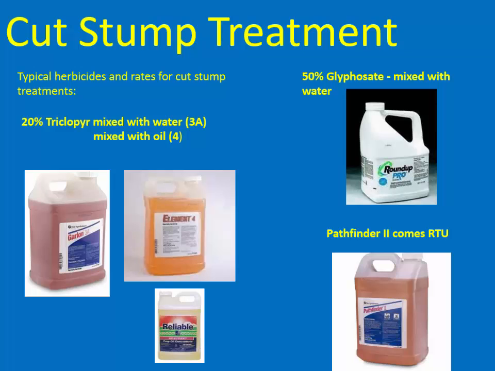Triclopyr is probably the most common, and you can use the 3s or the 4s to do this. Of course, you've got to mix 3A with water. You mix Element 4 or Tahoe 4B or Garlon 4 with oil, like crop oil here. There are many different options, and depending on where you buy your herbicide from, they'll have the crop oil. I get a lot online from forestry suppliers or BenMeadows.com, and they have all the extra stuff.